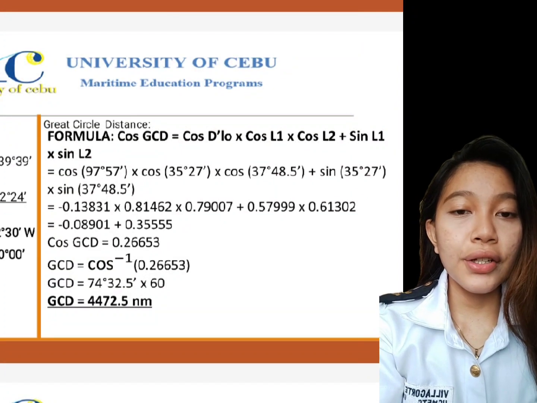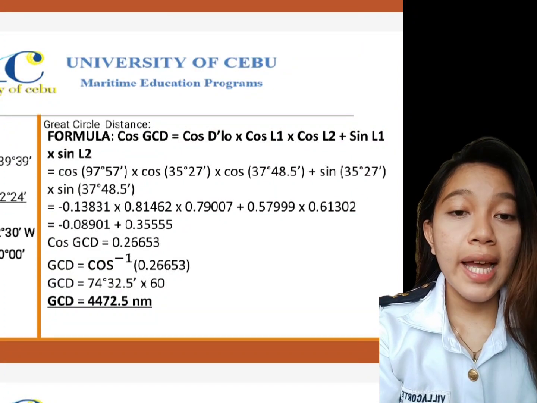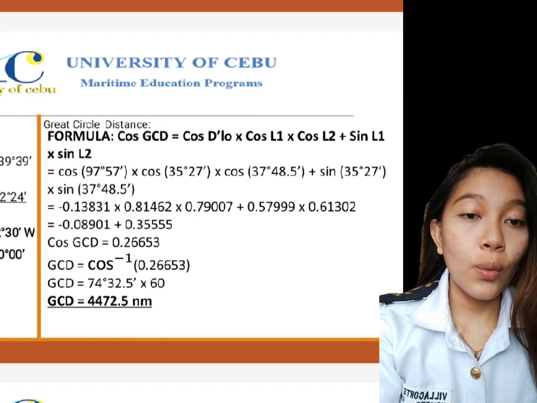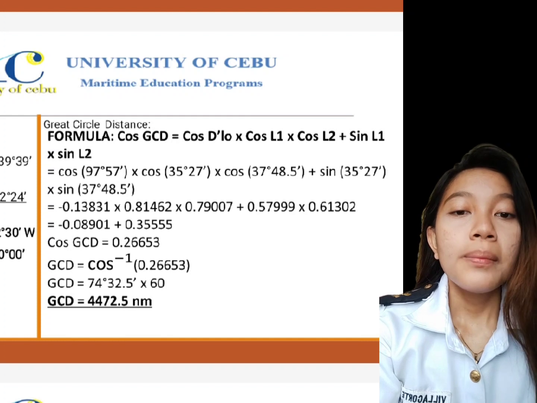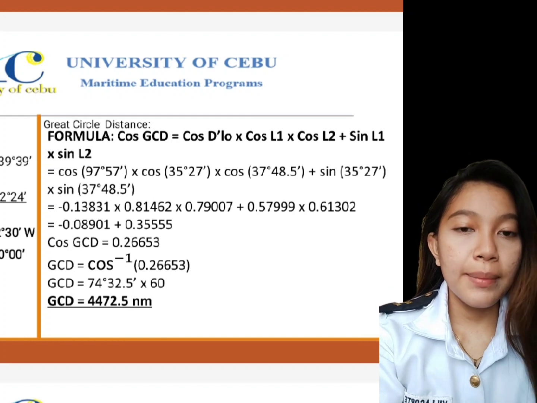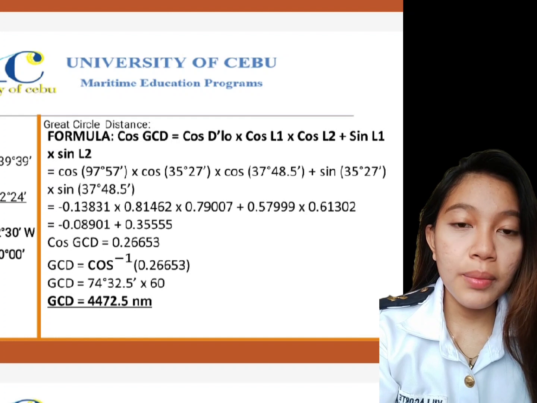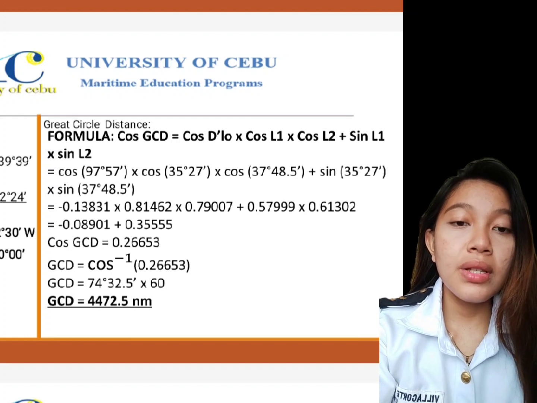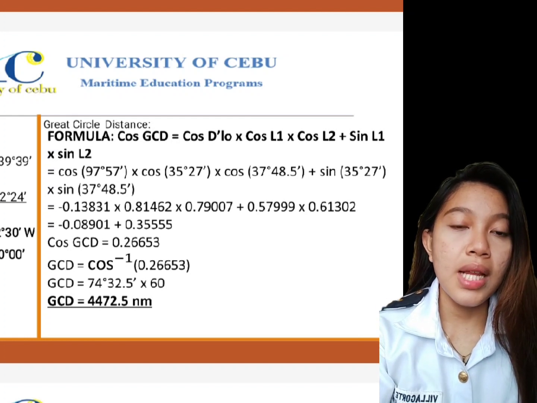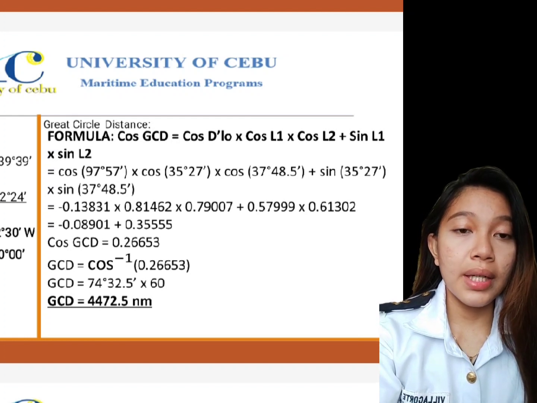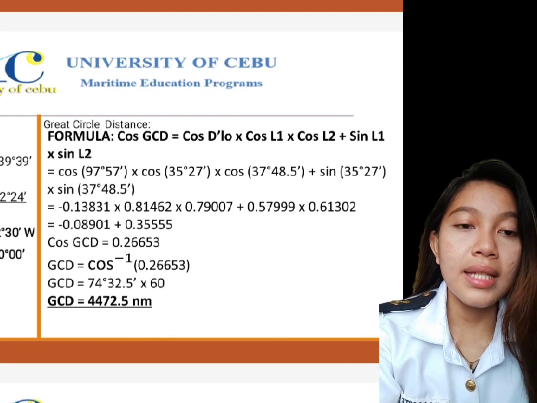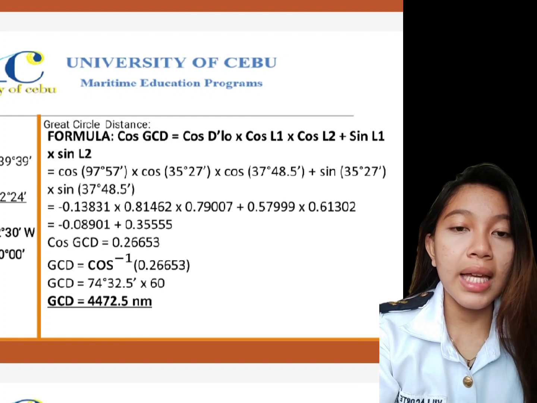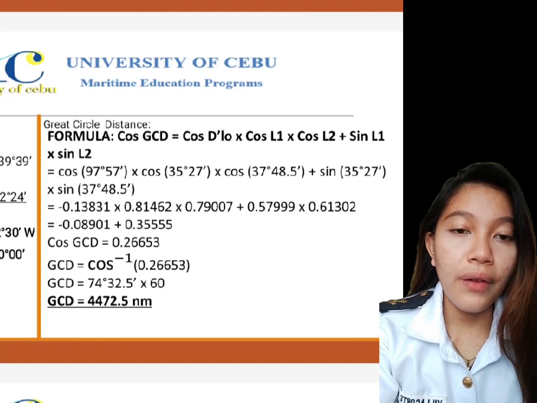And so for the great circle distance, here's the formula. Cosine GCD is equal to cosine D-long times cosine lat 1 times cosine lat 2 plus sine lat 1 times sine lat 2. So substitute, that's cosine 97 degrees 57 minutes times cosine 35 degrees 27 minutes times cosine 37 degrees 48.5 minutes plus sine 35 degrees 27 minutes times sine 37 degrees 48.5 minutes.